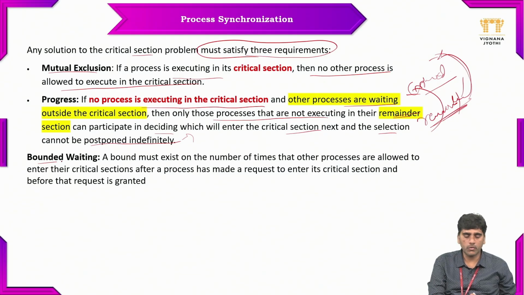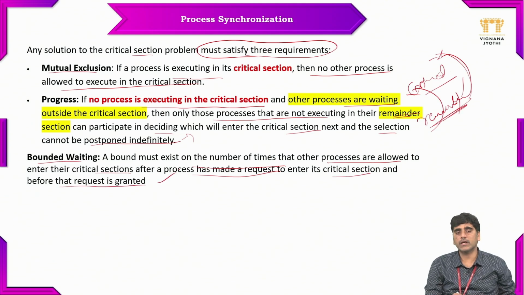And the third one is what? Bounded waiting. A bound must exist on the number of times that other processes are allowed to enter their critical section after a process has made a request to enter into the critical section and before that request is granted. So we have to give the waiting or signal operations to allow the process into the critical section or not. So there must be some bounded variables.